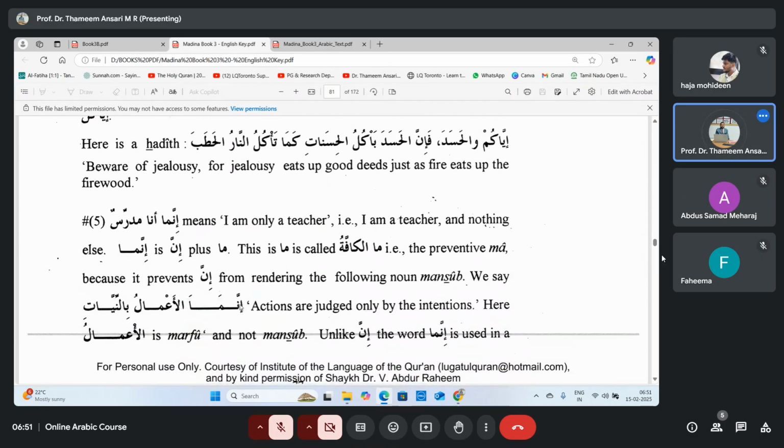Number 5. إنما أنا مدرس means I am only a teacher. That is, I am a teacher and nothing else. Innama is inna plus ma. This ma is called ma al-kaffa, that is the preventive ma, because it prevents inna from rendering the following noun mansub.